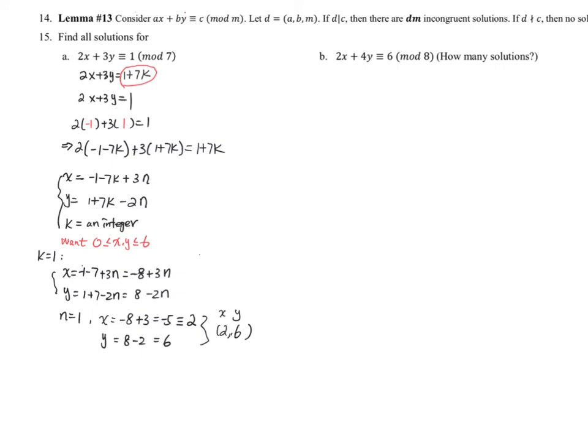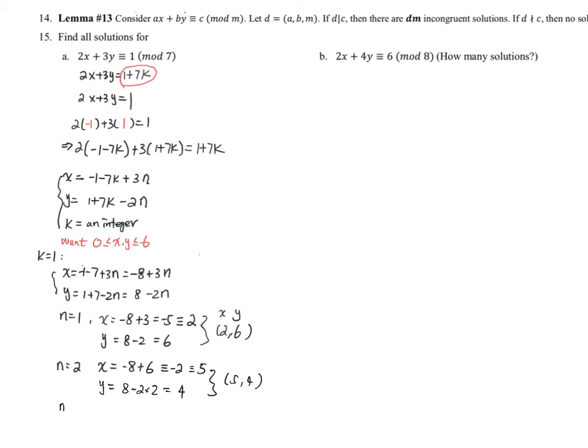When n is 2, this is negative 8 plus 2 times 3, which is 6, which is negative 2. Negative 2 is congruent to 5 mod 7, and y is 8 minus 2 times 2, which is 4. In other words, 5, 4 is another solution.